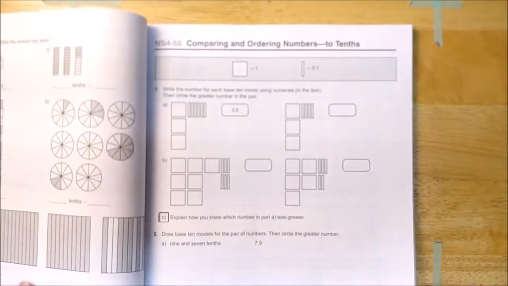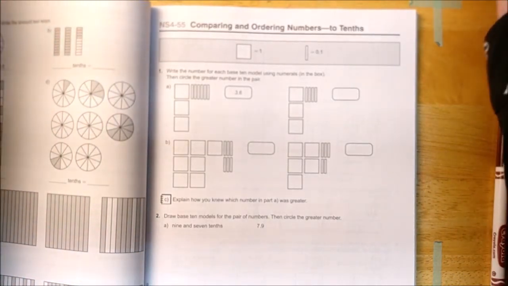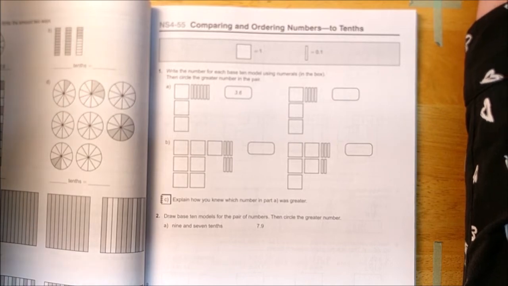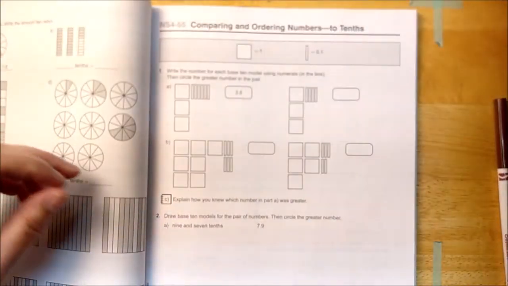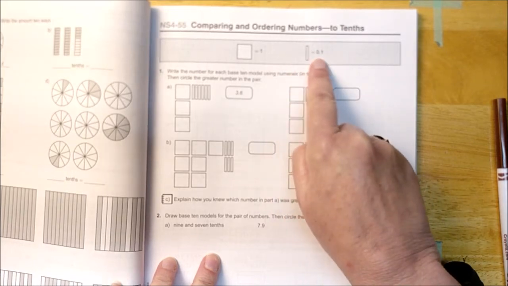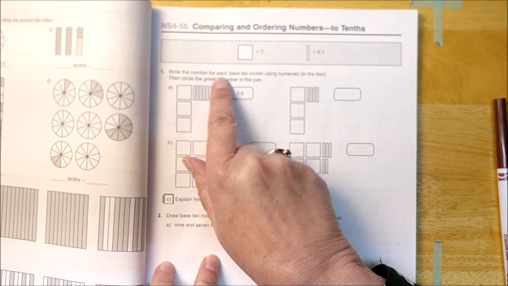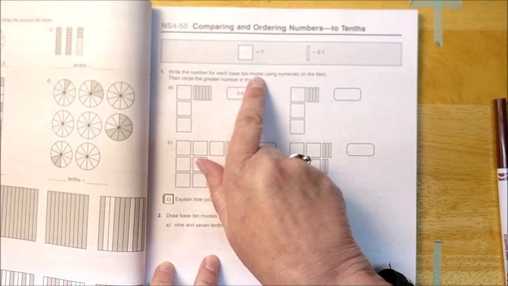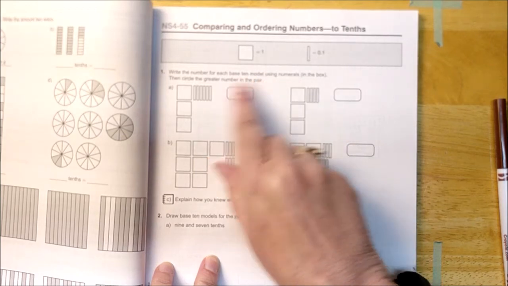So for today's math, we are going to be doing page 43. This is looking a lot like the first activity that we did together on the first video, where we had our comparing the boxes. So they want us to remember that every square is a 1 and every stick is 1/10. So they would like you to circle the number for each base 10, write the number for each base 10 model using the numerals in the box.